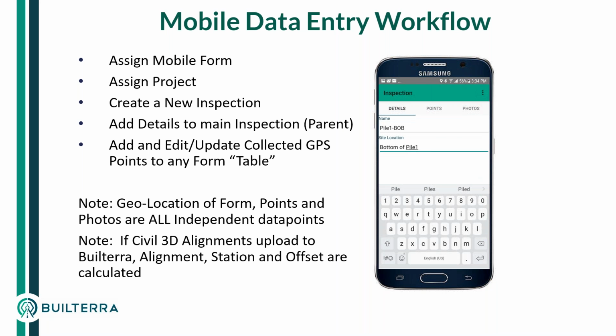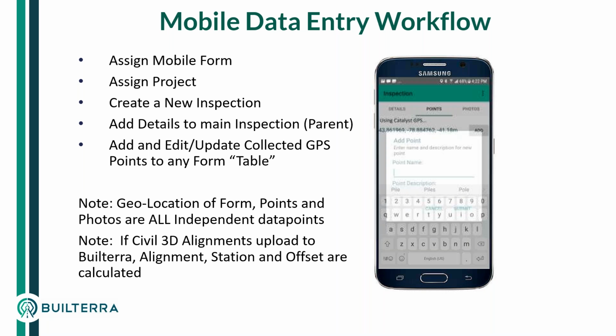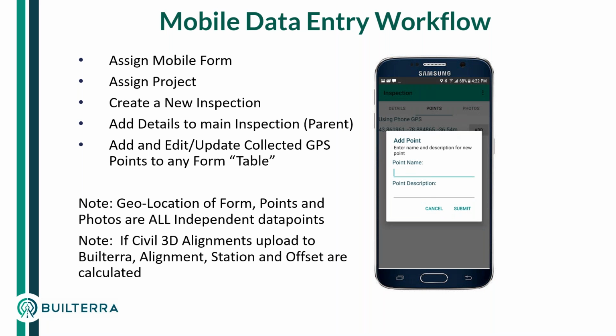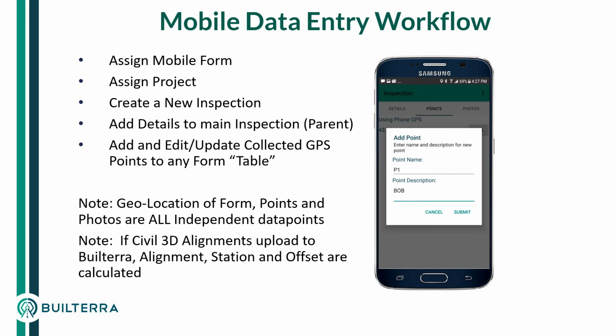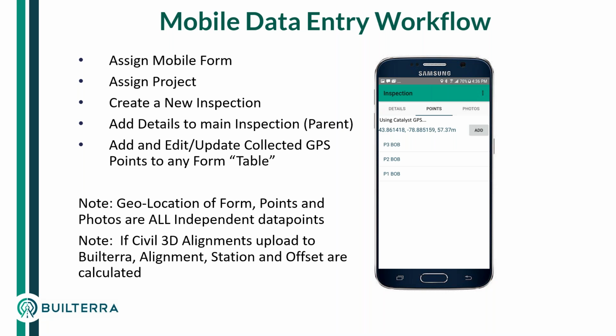So there they are there, points. And so you'll put in a point name, say bottom of bank or top of bank, some kind of a code, and a point description. And this will be used as a survey point in Civil 3D. So when you submit, you can go ahead and start adding points along the bottom of bank.